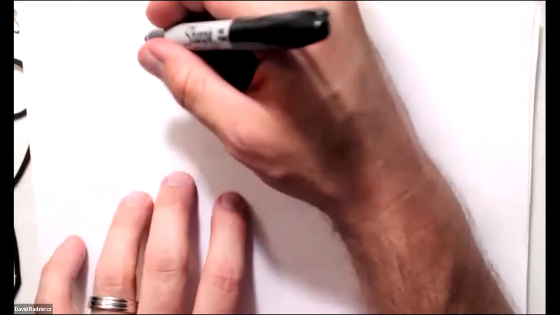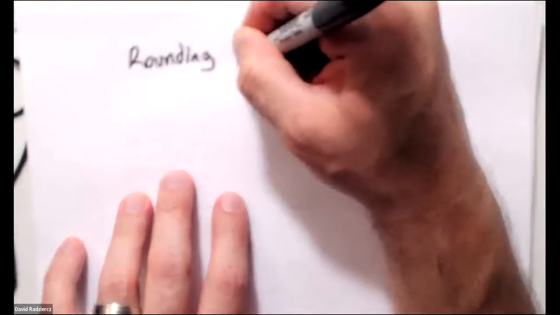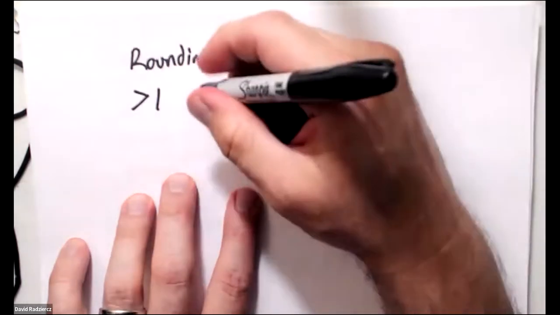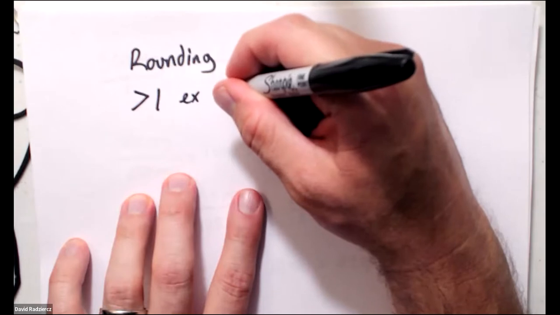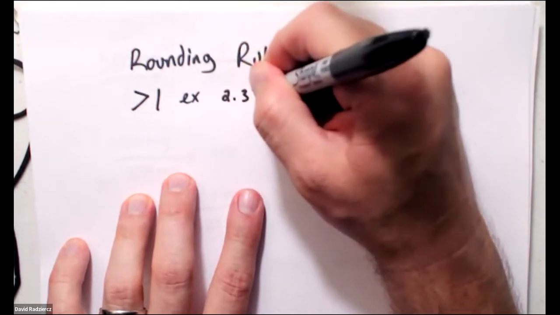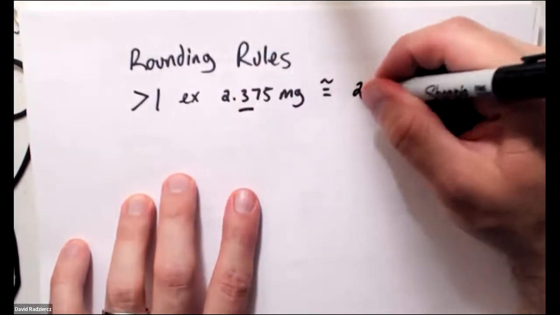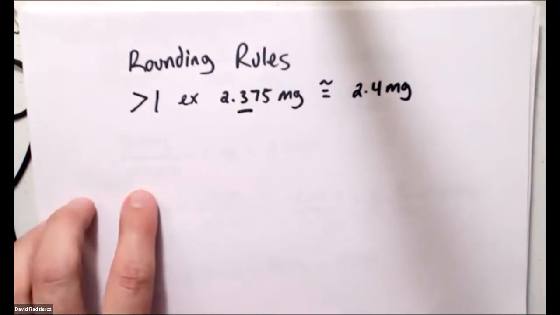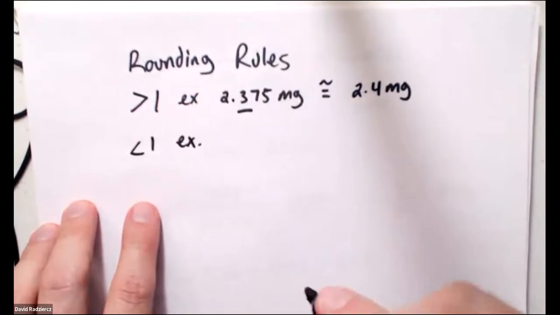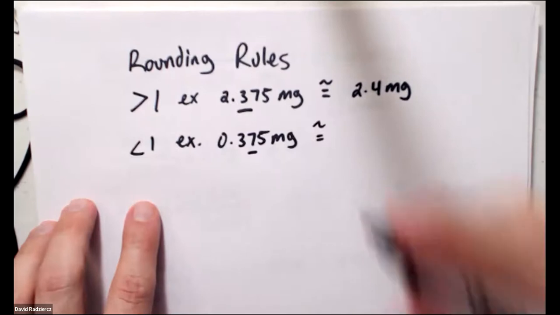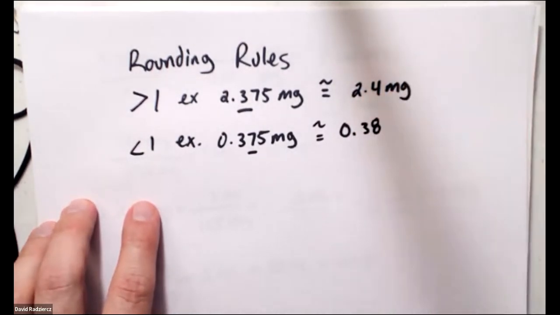Yes. Okay. So there's a couple of factors. The main rule for rounding with this stuff: if you have a number that's greater than 1, such as 2.375 milligrams, you're going to round to the nearest tenth. So that would be 2.4 milligrams. If you have a number that's less than 1, as an example, 0.375 milligrams, you're going to round to the nearest hundredth place, which would be 0.38 in this example.